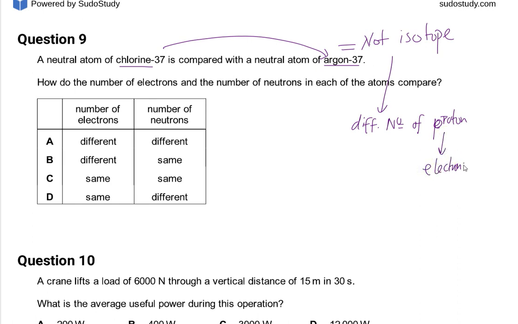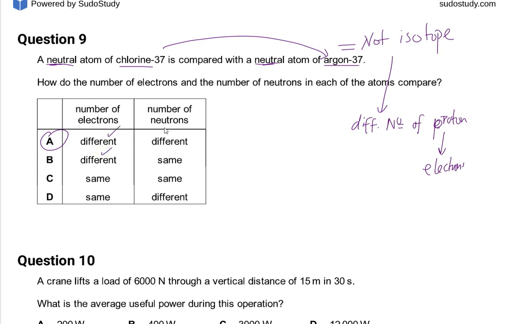Now, how do we know they're going to have different number of protons? They are neutral, so whatever number of protons there is, the same amount is going to be for the electrons. So these two are not isotopes, meaning they're going to have different protons, and they're going to have different electrons as well. So you got option A and option B.